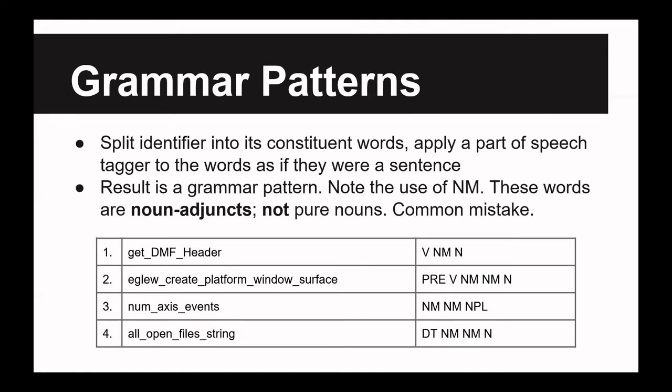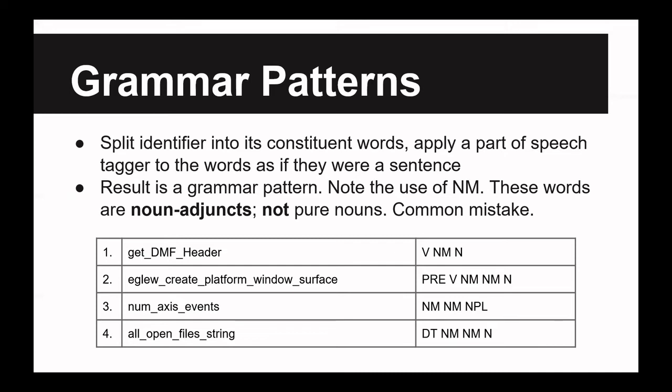Grammar patterns are created by splitting identifiers into their constituent words and then running these words through a part-of-speech tagger as if they were a small sentence. We have 4 different patterns in the examples below. The first is a verb phrase. The second is another verb phrase, but with a preamble, which is functioning as a namespace. The third is a plural noun phrase, and the fourth is a noun phrase with a determiner at the beginning.